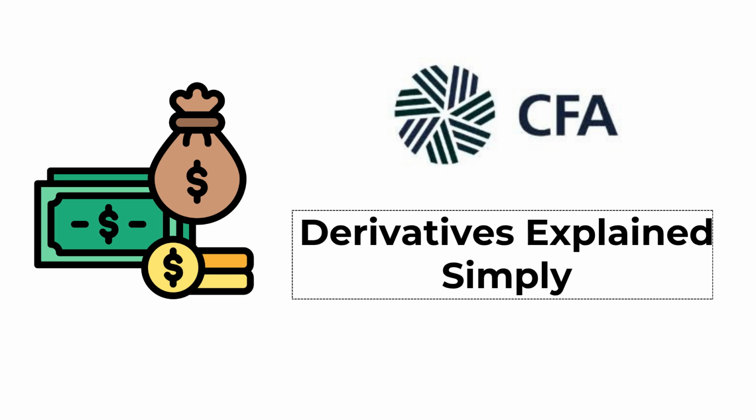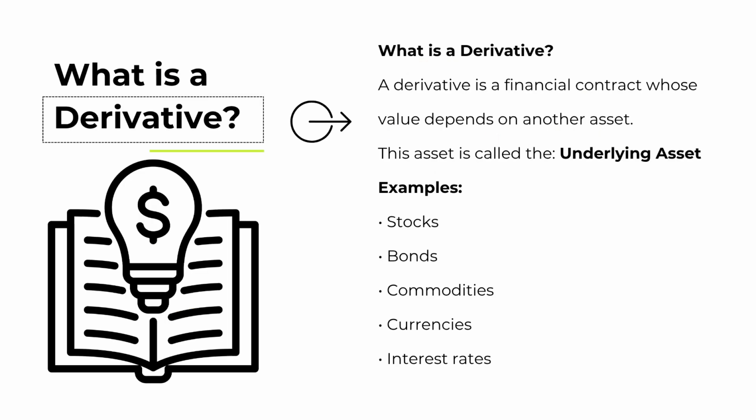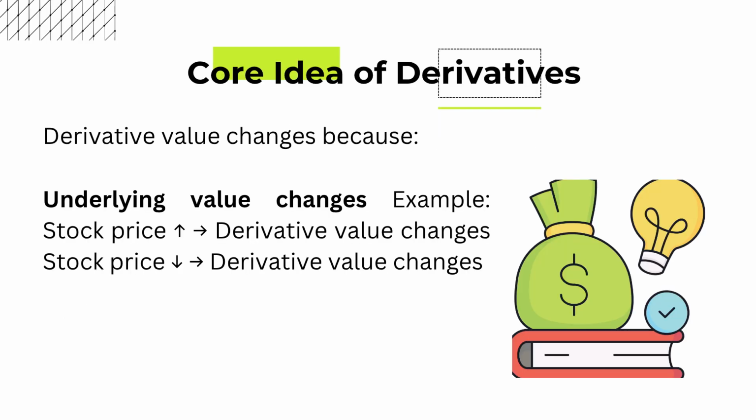First, understand this simple idea. A derivative is called a derivative because its value is derived from something else. That something else is called the underlying asset. Simple. If the underlying changes, the derivative value changes.